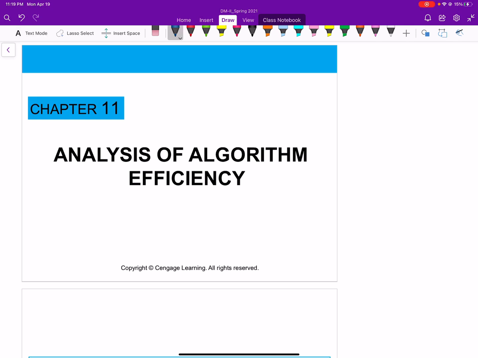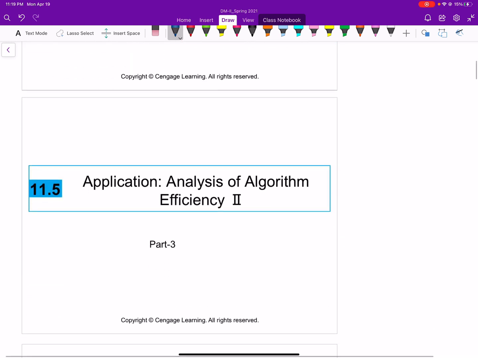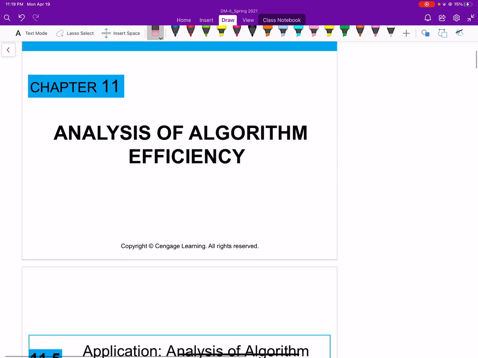Hello. Today we are going to finish section 11.5. Section 11.5 is application analysis of algorithm efficiency 2. This is part 3 of the section. This is chapter 11, analysis of algorithm efficiency.